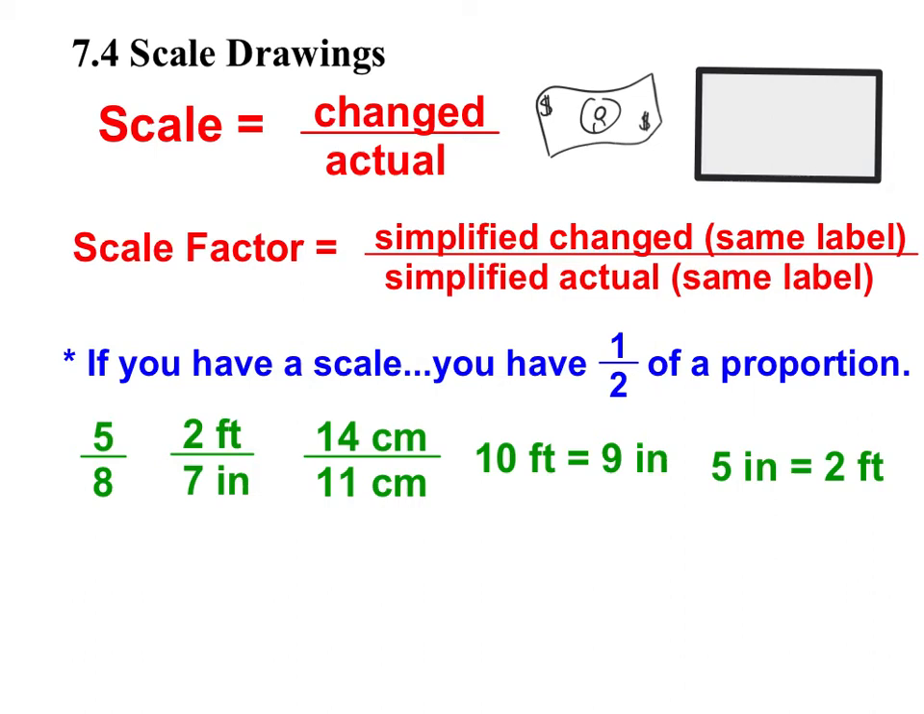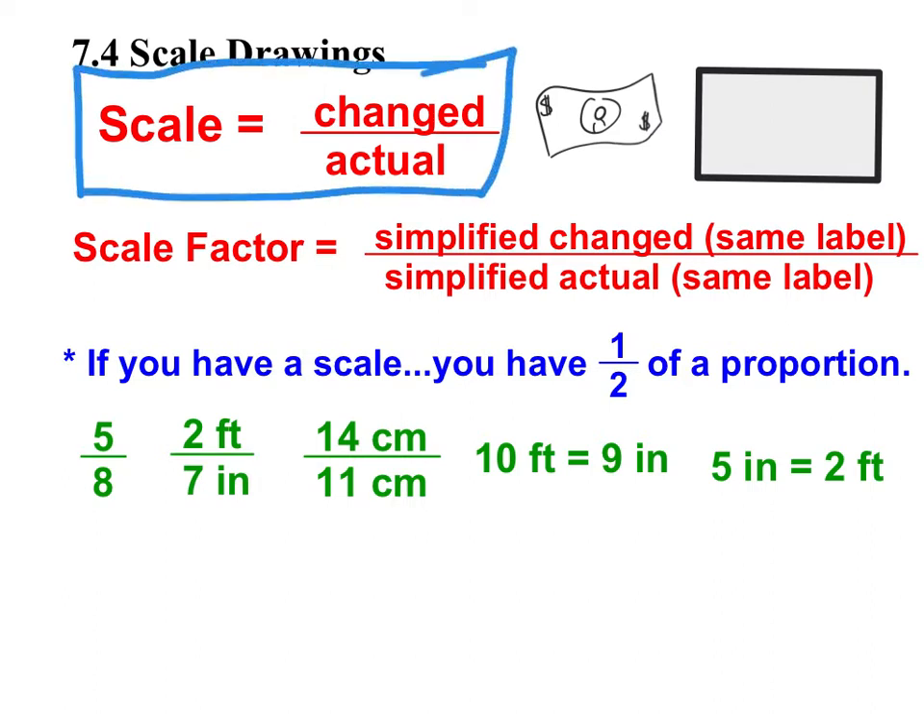All right, this is lesson 7.4 on scale drawings. First and foremost is this piece of information right here, that a scale equals changed over actual. If we can get that memorized and we use our labels and we go back into that whole idea of proportionality that we've dealt with in chapter 1 and chapter 2, that should make scale drawings easy to understand.